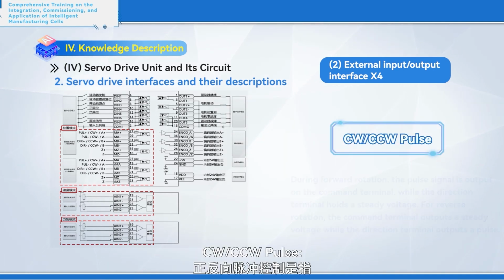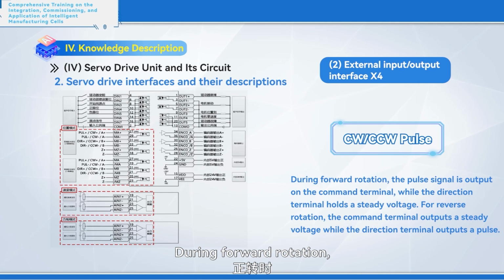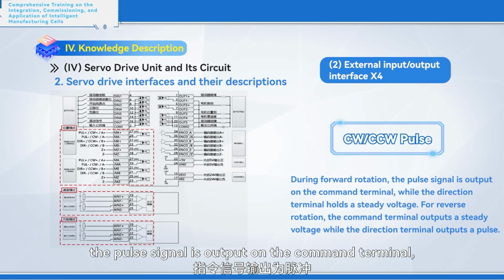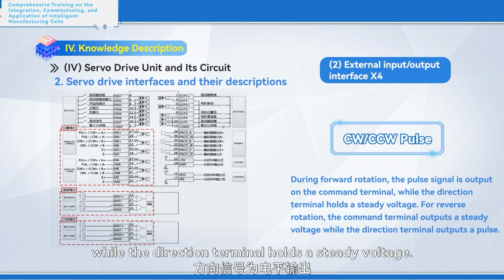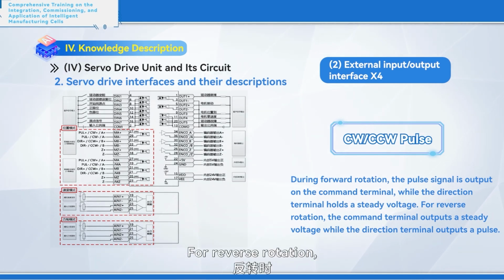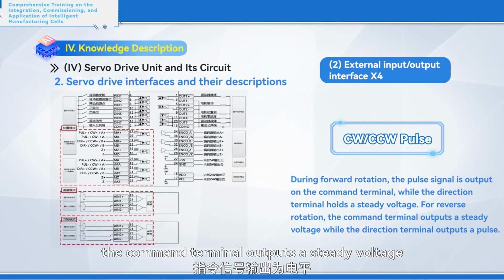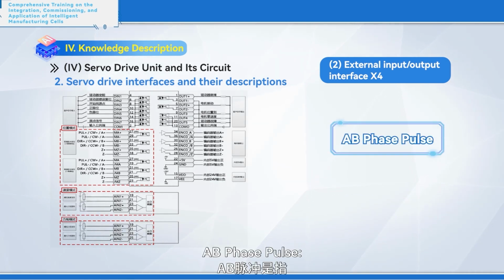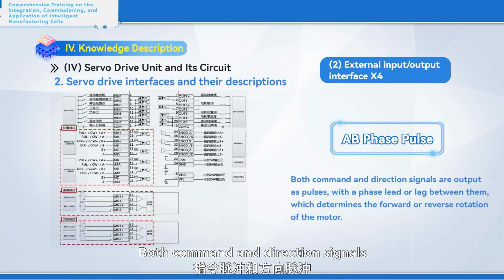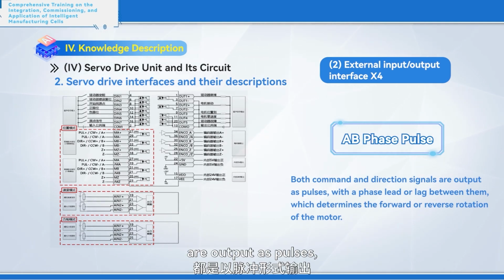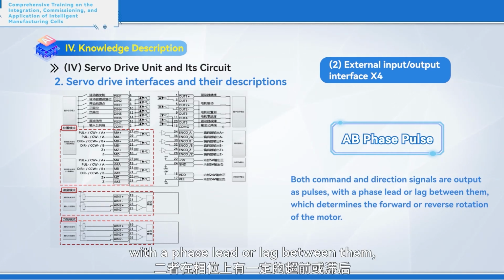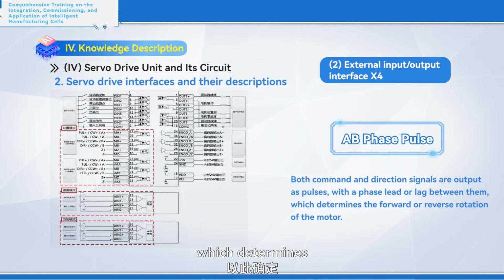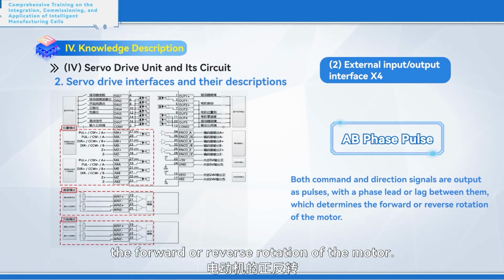CW or CCW pulse: during forward rotation, the pulse signal is output on the command terminal, while the direction terminal holds a steady voltage. For reverse rotation, the command terminal outputs a steady voltage, while the direction terminal outputs a pulse. AB phase pulse: both command and direction signals are output as pulses, with a phase lead or lag between them, which determines the forward or reverse rotation of the motor.